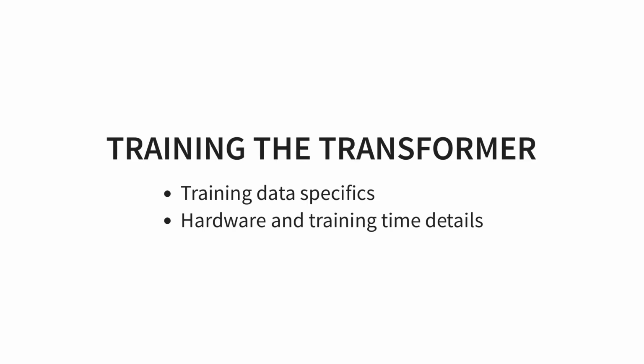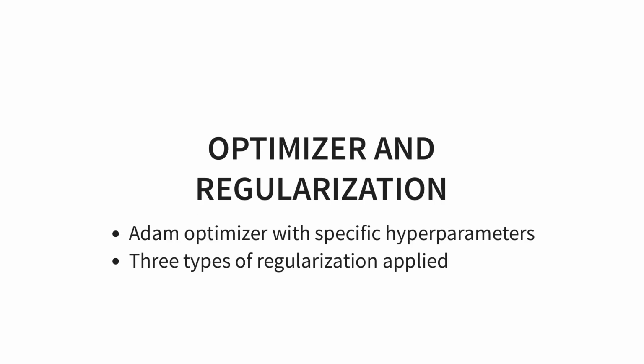The transformer model was trained using a 2014 English-German dataset with 4.5 million sentence pairs and an English-French dataset with 36 million sentences. Training was performed on a machine with 8 NVIDIA GPUs. The base models trained for 100,000 steps for 12 hours, while the big models trained for 300,000 steps for 3.5 days. The Adam optimizer was utilized with beta1 0.9 and beta2 0.98, and a special learning rate schedule.